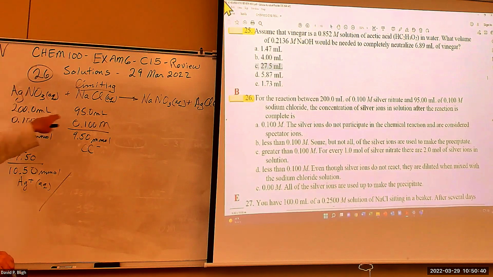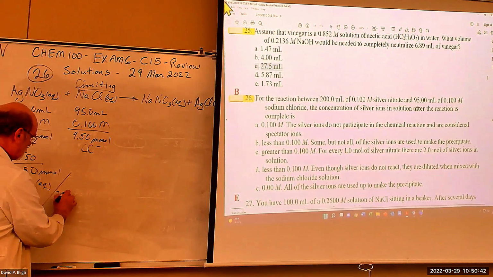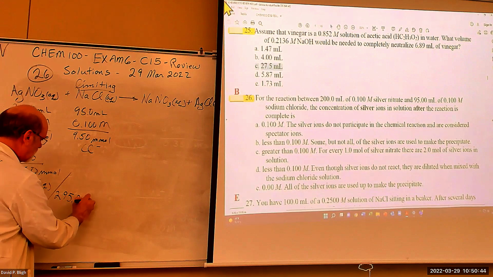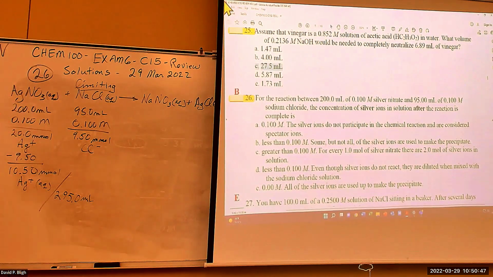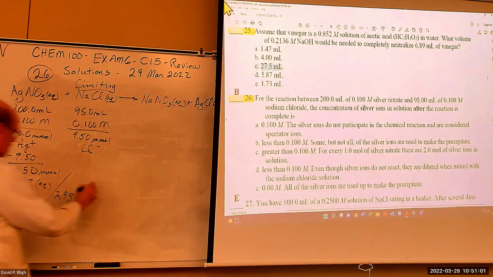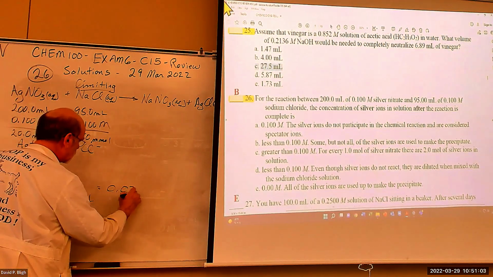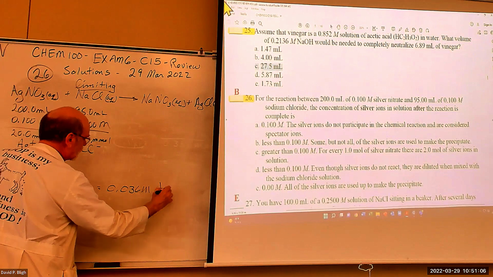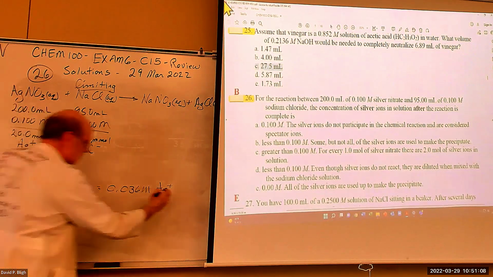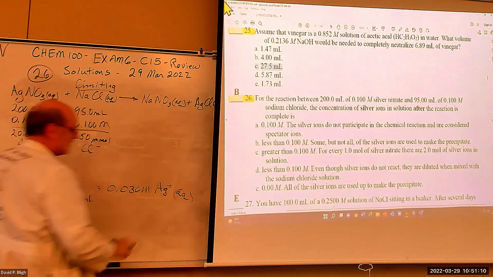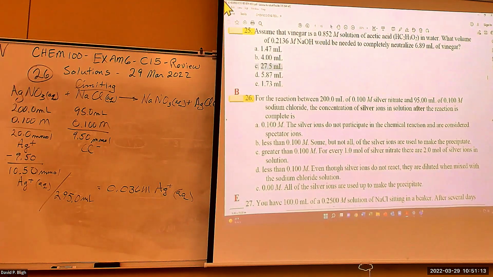Well, we still have 295 milliliters. So 10.5 divided by 295 milliliters is 0.036. 0.036 molarity silver ions in solution. Okay, now that we have the value, we can look at the answers.